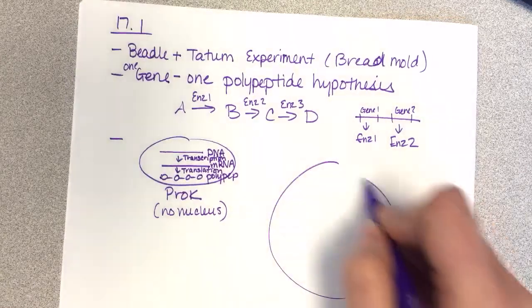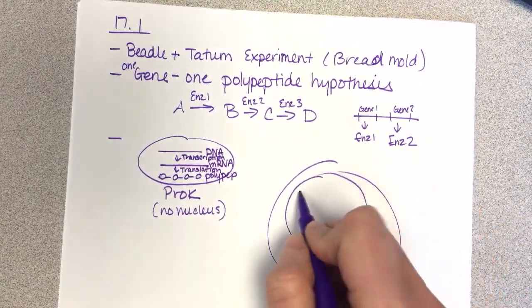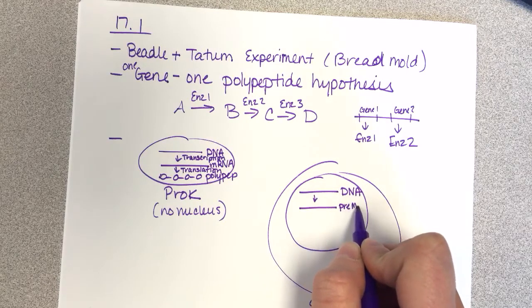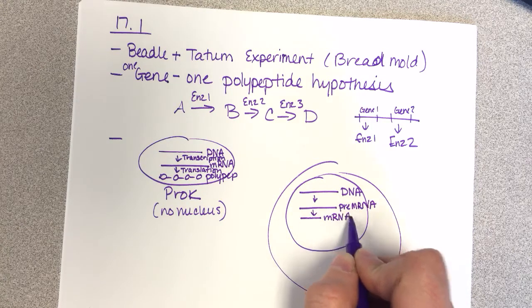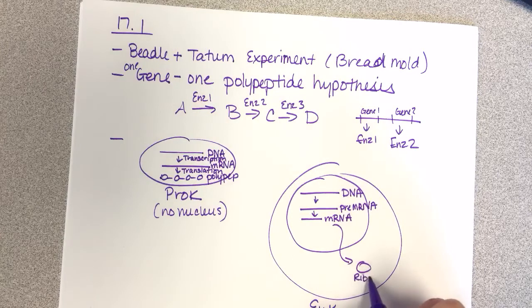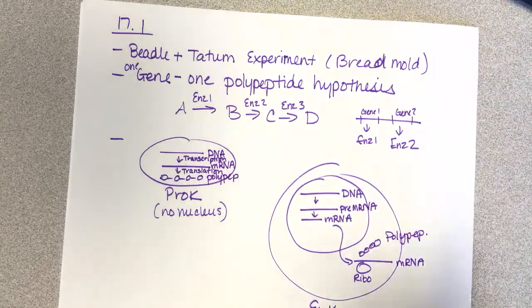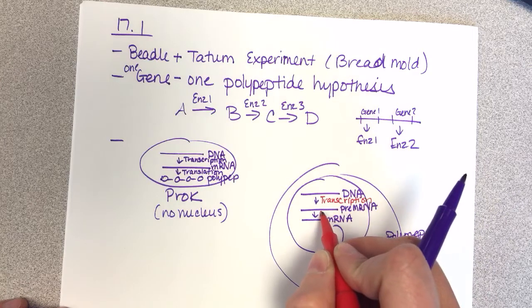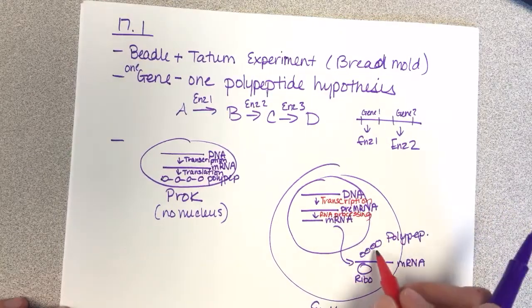This is a little bit different than in eukaryotic cells. In eukaryotic cells, you have a nucleus, and you have your DNA, then you have your pre-mRNA, and then you have your shorter final mRNA strand, which then leaves the nucleus and goes to the ribosome, where we build our polypeptide chain from the mRNA. So this right here is transcription. This is RNA processing. And this is translation.